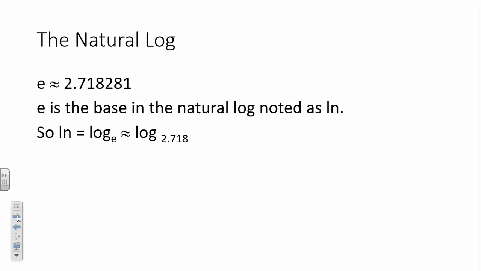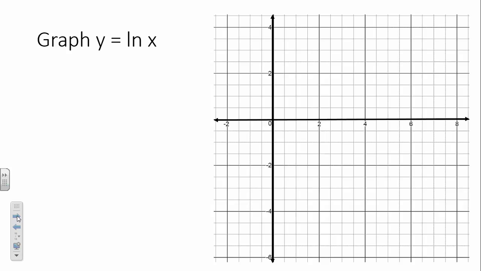We have that lovely number e, Euler's number, or Napier's constant, which is about 2.718281, and e is the base of our natural log, known as ln. So the natural log is log base e, which is about equal to log base 2.718. Okay? So we're going to work with some natural log problems. They occur quite frequently in science when we're working with radioactive elements and their decay rates, also with sound and with the Richter scale.